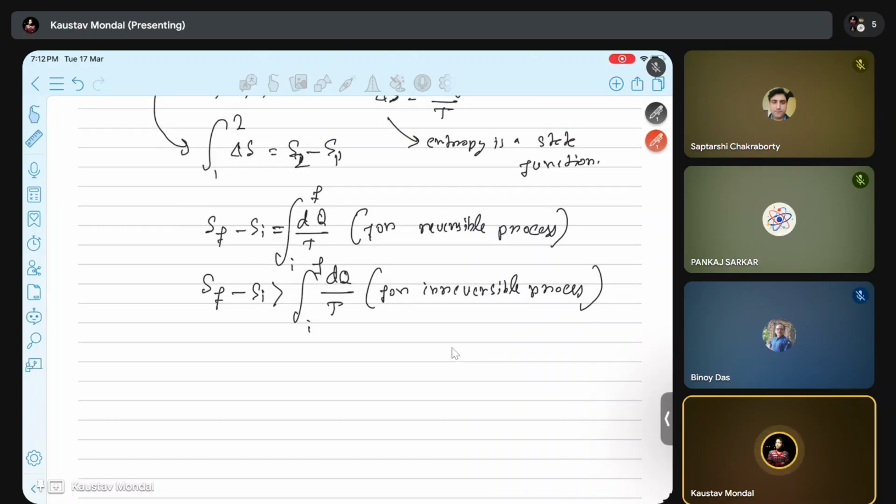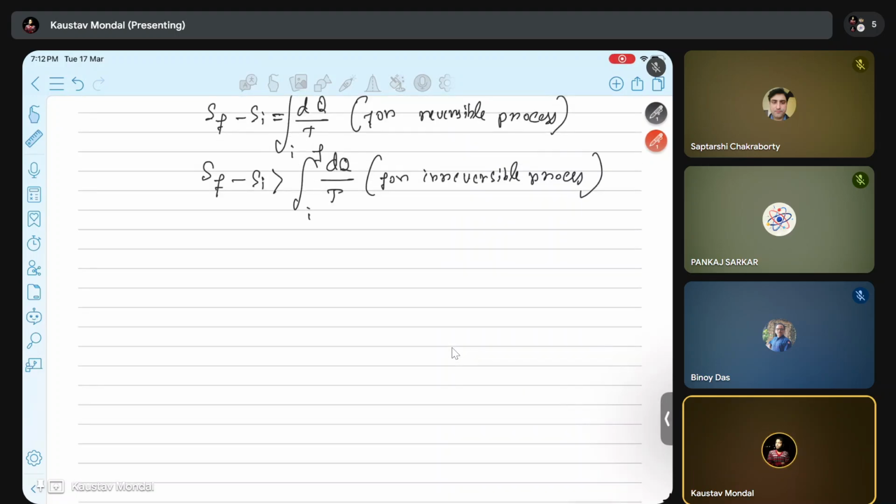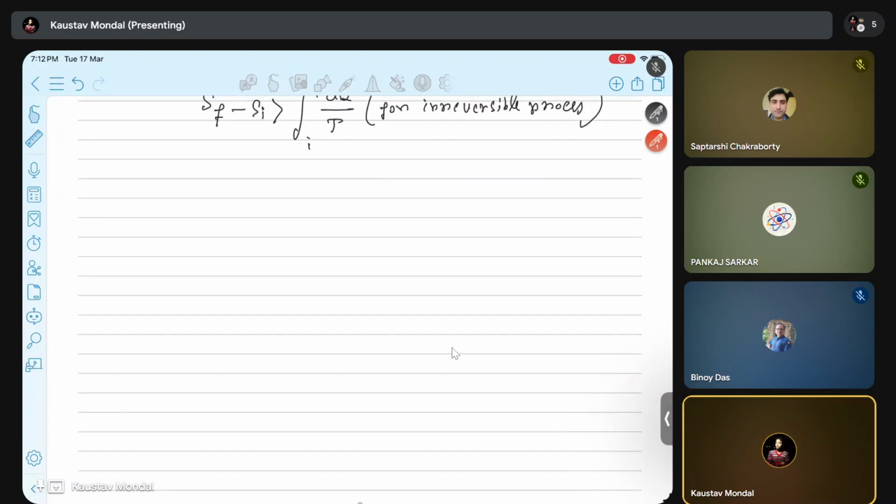Now you can calculate this entropy change for different types of processes. These relations of entropy are actually very important. So let's take a process where there is a change of temperature, let's suppose from T1 to T2.